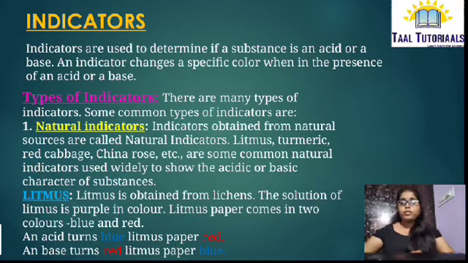Okay. First, we will know about litmus. Litmus is obtained from lichens. The solution of litmus is purple in color. Litmus paper comes in two colors, blue and red. If the solution is an acid, the blue litmus paper turns red. If the solution is a base, it turns red litmus paper blue.